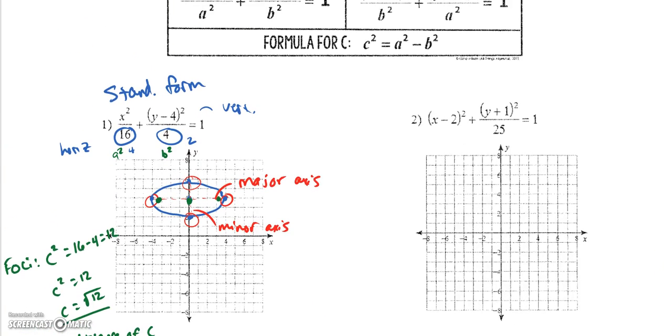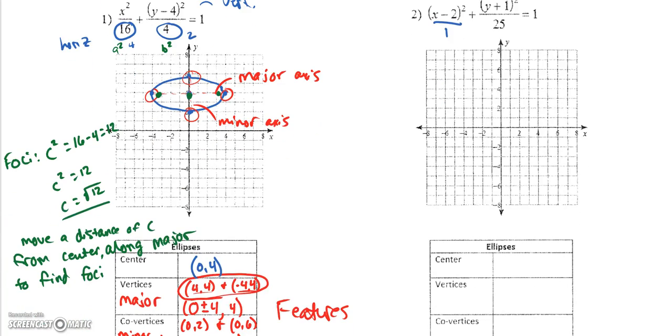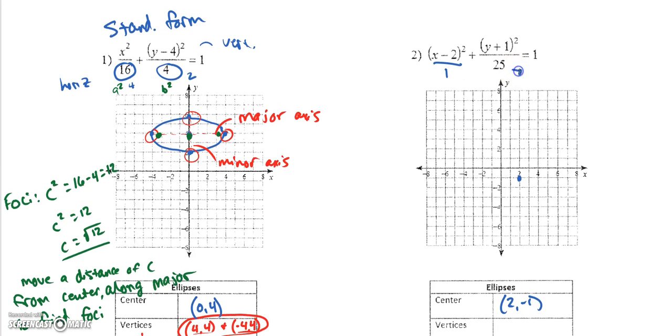I'm going to go through one more example. So for number two here, my center is going to be 2, negative 1. Square root of 25 gives me 5. That's underneath the y, so I'm going to move up and down 5. These give me my guide points, right? Square root of 1 is 1. I'm going to move left and right 1 unit. So I'm going to have a tall, skinny ellipse.